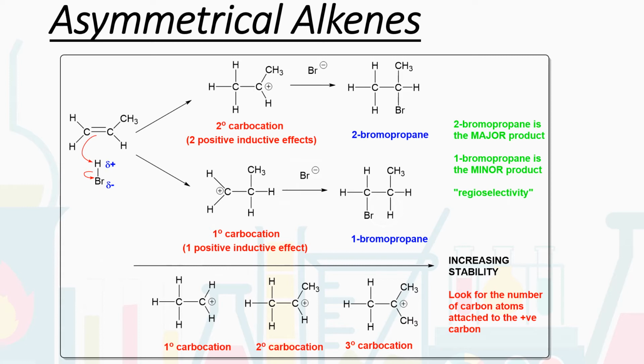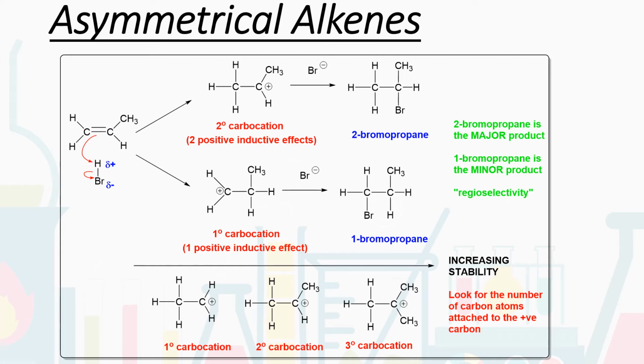Now, the one at the top is what we call a secondary carbocation, and the one at the bottom is a primary carbocation. And the way that we characterize these is we look at our positive carbon atom, and we look to see how many other carbon atoms are attached to that positive carbon atom. So for the example at the bottom, we have a positively charged carbon atom that's attached to two hydrogen atoms, and then a carbon atom. So that's one carbon atom and therefore a primary carbocation. And it has one positive inductive effect. That carbon atom is going to be able to slightly push its electrons towards that positively charged carbon.